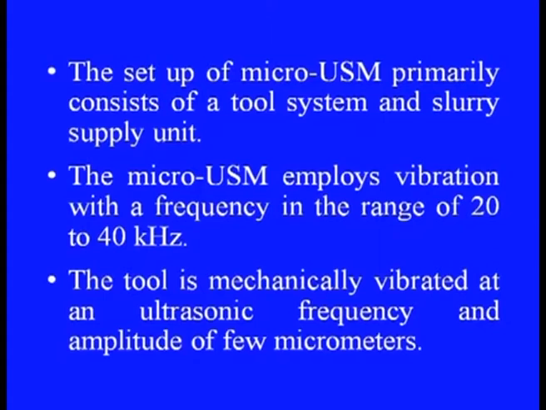The setup of micro USM primarily consists of a tool system and a slurry unit. The micro USM employs vibration with a frequency in the range of 20 to 40 kilohertz again. The tool is mechanically vibrated as in the case of normal USM at an ultrasonic frequency and amplitude of only few micrometers. The abrasive slurry, which is a mixture of irregular shaped fine abrasive particles usually in the range of 0.5 to 5 micrometer, and a liquid medium is fed into the gap between the tool and the workpiece. This is similar to what we do in the normal USM process.